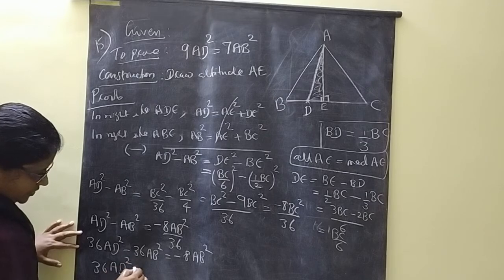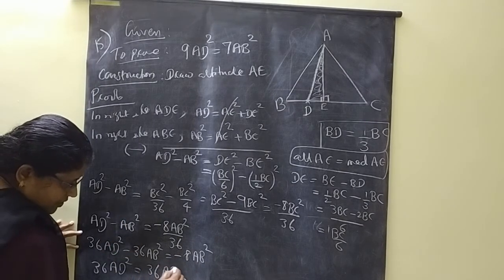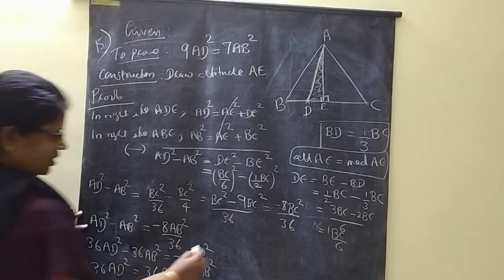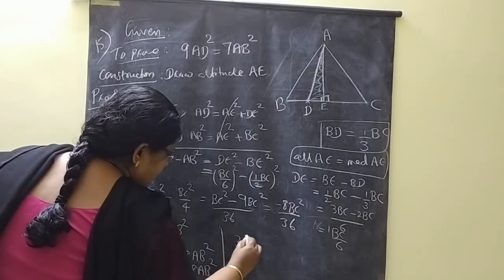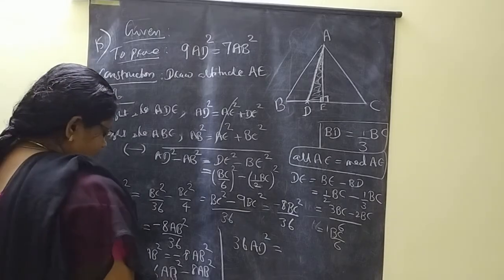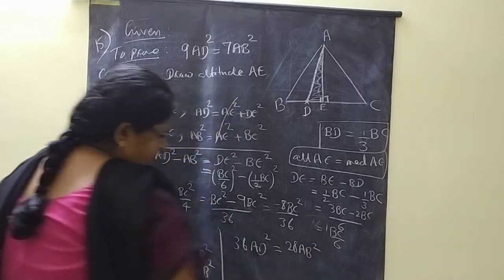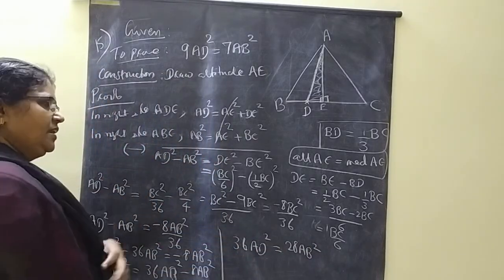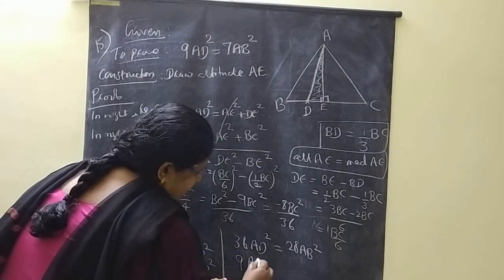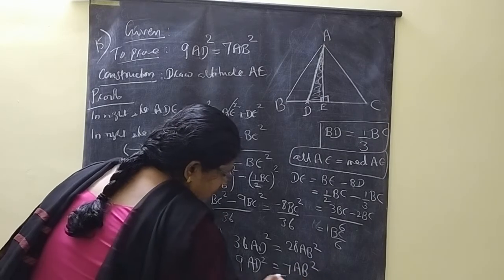Now take other side. 36 AD square is equal to minus 36 going other side means 36 AB square minus 8 AB square. So what we are getting is 36 AD square is equal to 36 minus 8 is 28 AB square. 36 and 28 we can cancel with 4. But you will get 9 AD square. Here you will get 7 AB square.